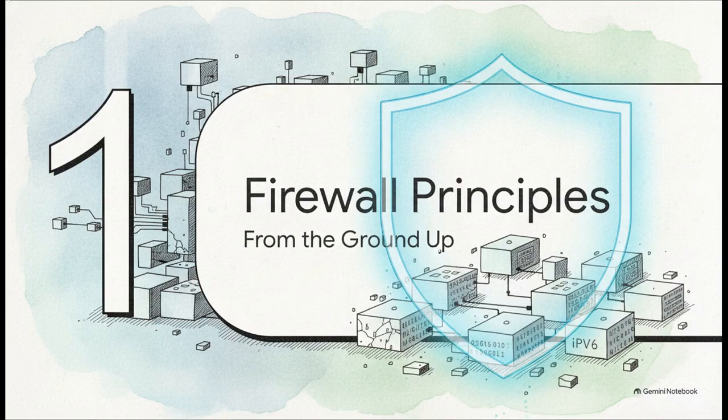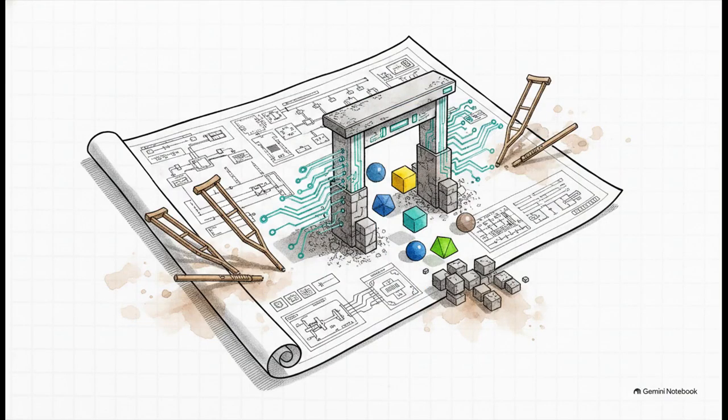Starting off with Section 1, IPv6 Firewall First Principles, Rebuilding from the Ground Up. The core reality we have to face is that you just can't drag and drop your old firewall rules. You have to build explicit policies based on the unique mechanics of IPv6.